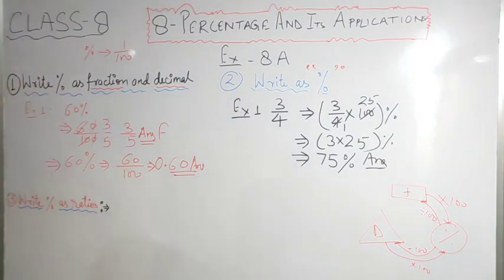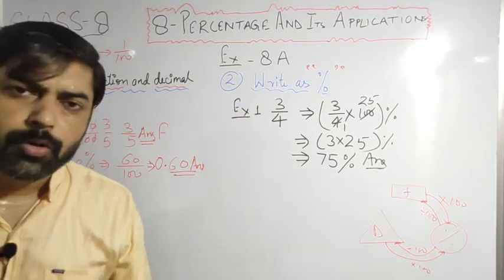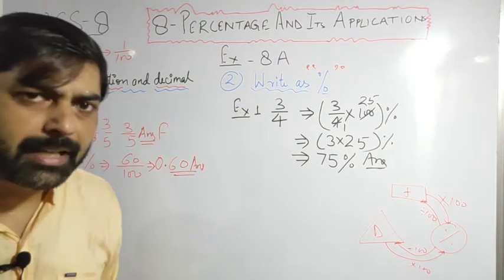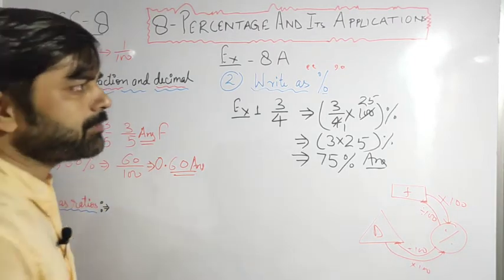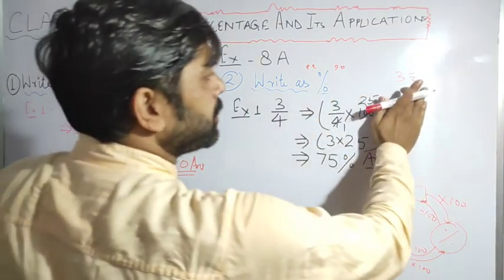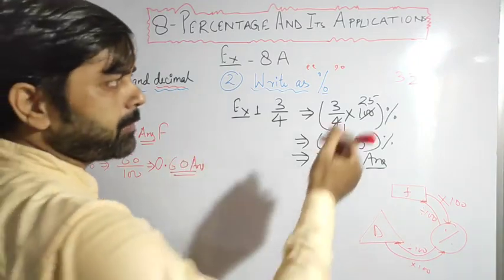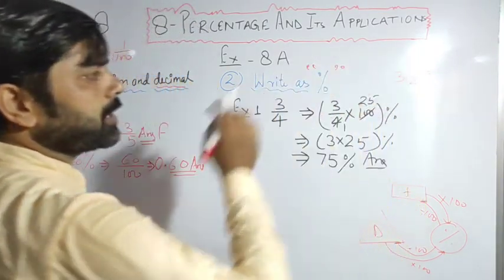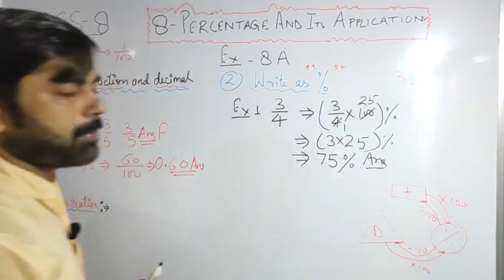Understood? So this is the second example. Write as a percentage. How can we write as a percentage? Multiply by 100, whatever the number is. Suppose any mixed fraction is given, for example 1 upon 3 is to 1 upon 2. How can we convert it into percentage form? Easily: first convert it into an improper fraction, and then you can convert it into percentage form.